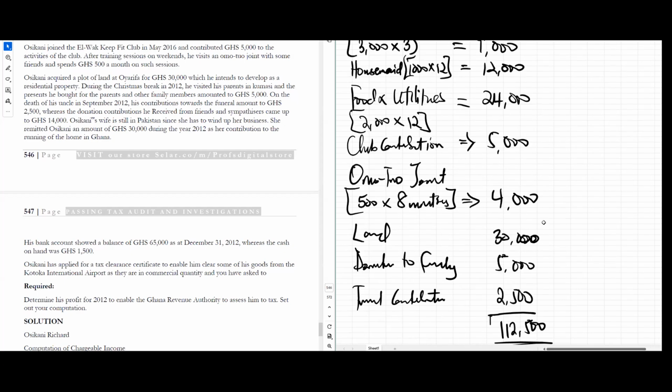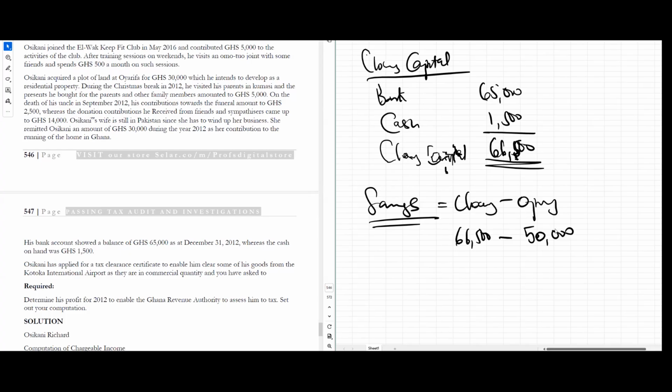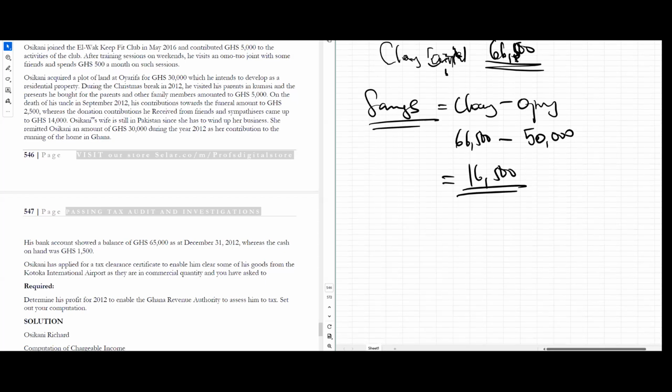And then let's look at the savings. Savings, we know, is closing capital minus opening capital, right? He started with 50,000. As of now, his closing capital is 66,500. So the increase is 16,500. Now, can we do taxable income for this guy? Yes, we can.